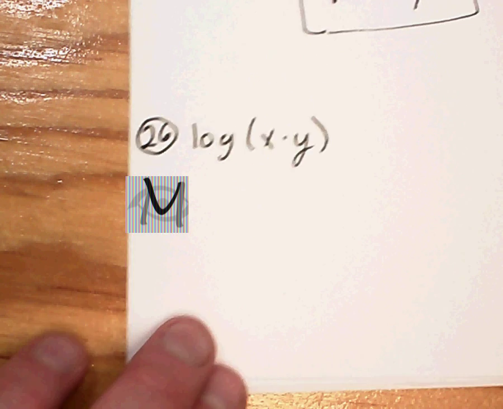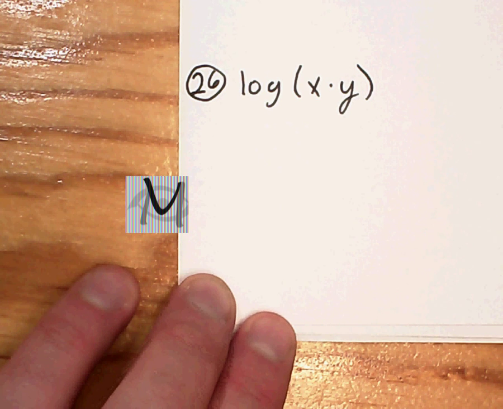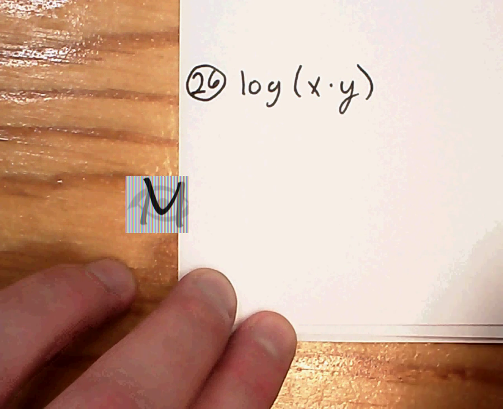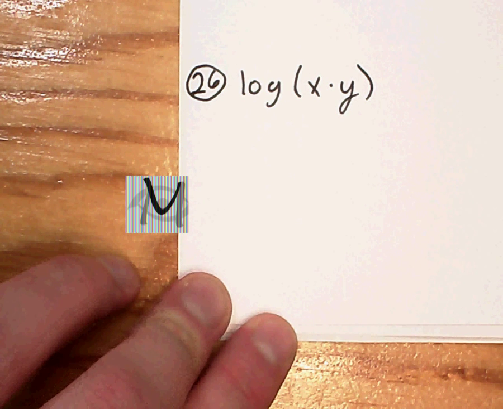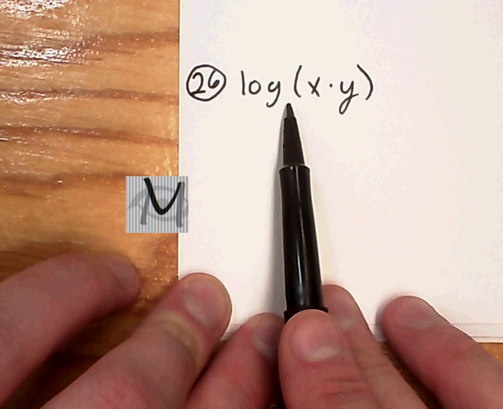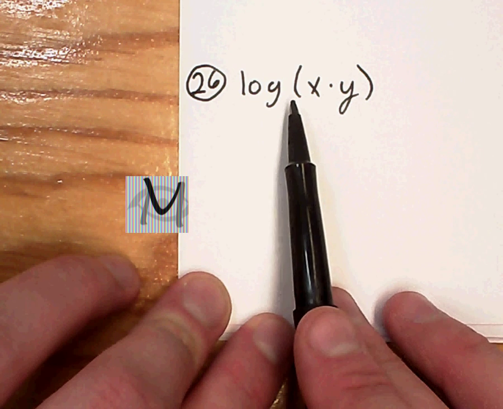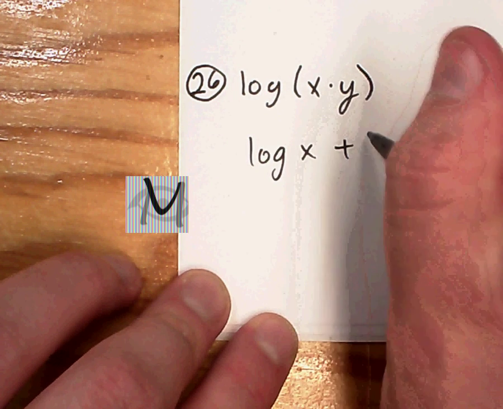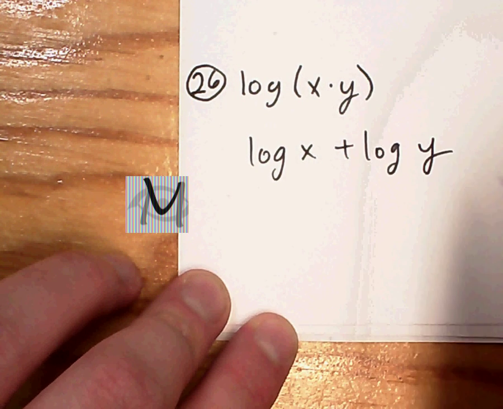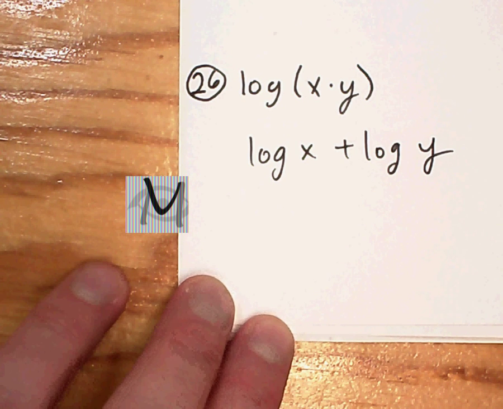For number 26, they're going to ask you to expand it. And again, it's going to be working backwards from what you did for number 24. So let's work backwards. If you see multiplication, it actually means addition. Now notice there is no number right here. When it has a log written like this without a base number, you're assuming the base number is 10. So log base 10 of x plus log base 10 of y. And that's it. That is our final result. There's nothing else to be done here.